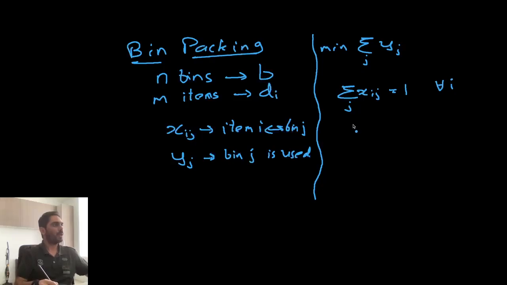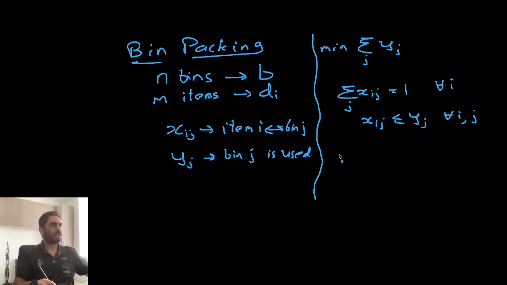Okay. There is a constraint that has to link these two variables, right? So x_ij and y_j. That part is trivial, right? So I will say that x_ij is less than or equal to y_j for all i, j, right? So if I'm putting any item in bin j, then that bin is marked as being used, and so y_j should be set to 1.